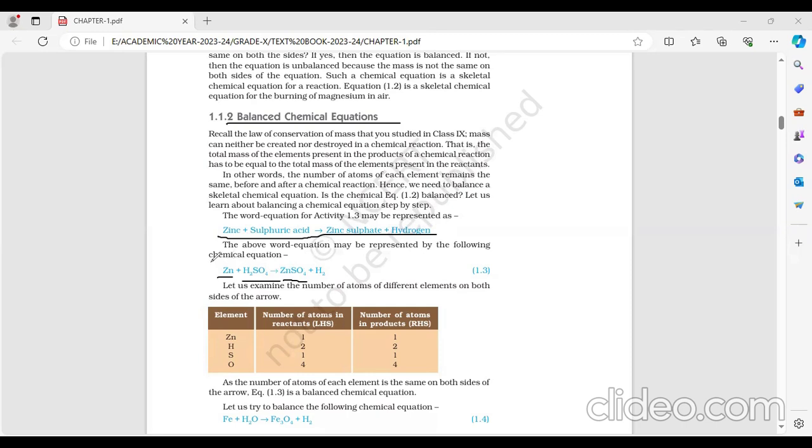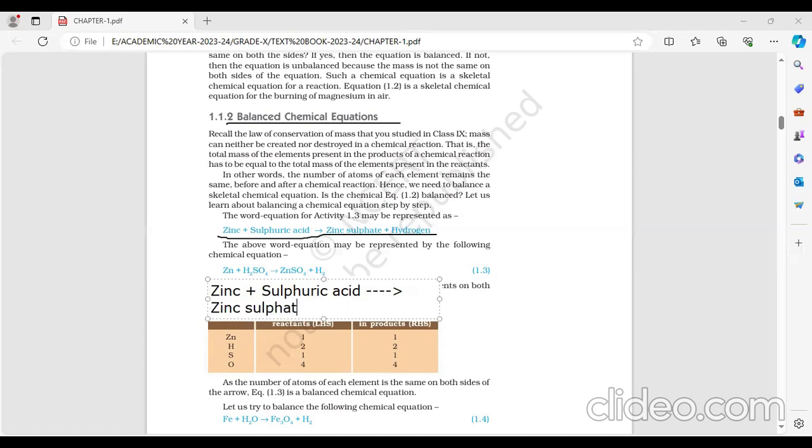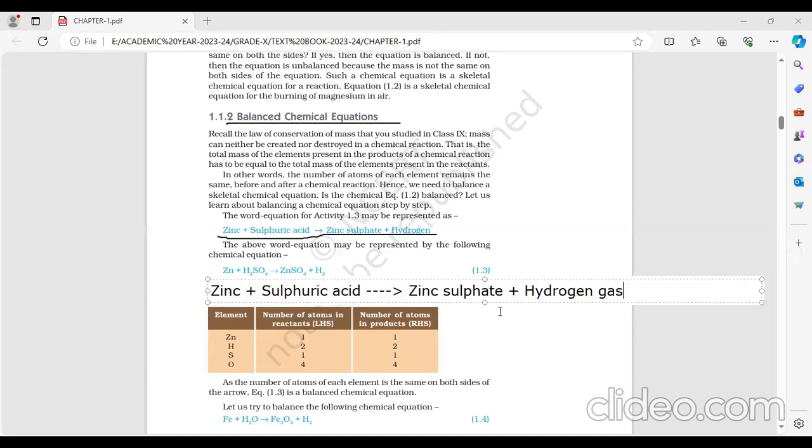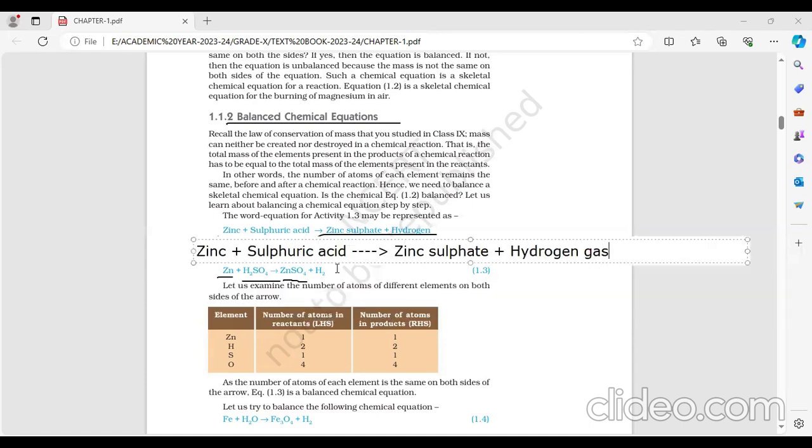Zn means zinc. Zinc plus H2SO4, which is sulfuric acid. Sulfuric acid gives rise to what? It gives rise to zinc sulfate. I'm writing, zinc sulfate is a salt. Zinc sulfate plus, and which gas is liberated? Hydrogen gas. Okay, fine. So this is a word equation actually, represented by chemical symbols.